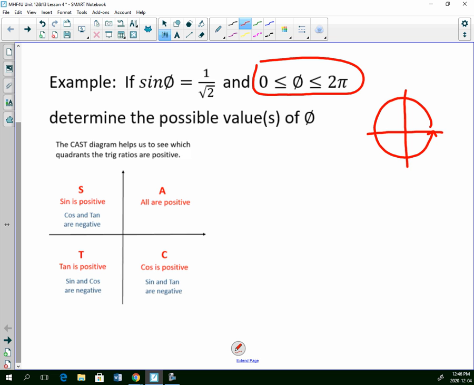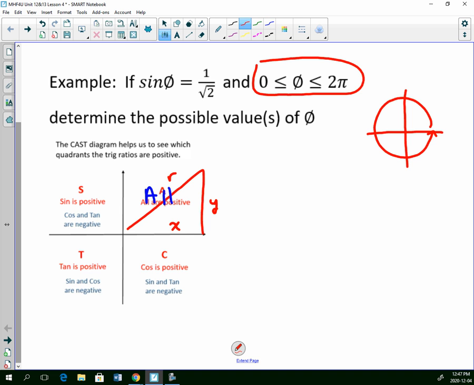So if you think of creating a triangle in quadrant 1, all the sides of that triangle would be positive, right? X is positive, Y is positive, and the hypotenuse is always positive. So that means that all ratios would be positive in quadrant 1 because sine is opposite over hypotenuse, so y over r. Cosine is x over r, and tan is y over x. So the A means all, right? All ratios are positive in quadrant 1.